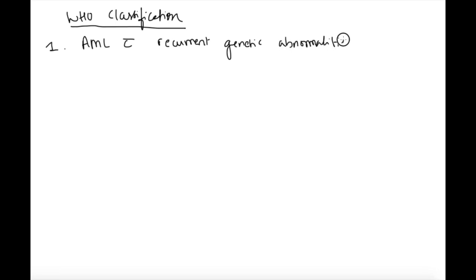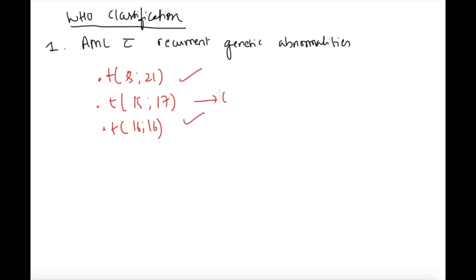Okay, so what does this include? You guys should be able to tell me quickly. That is translocation 8;21, translocation 15;17, and translocation 16;16. Okay, what kind of information do I get? These two are good. This one is having intermediate prognosis. Okay, simple. Right, so next we'll go to the second type.